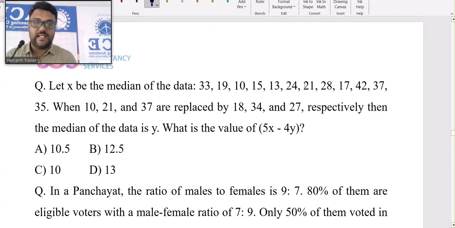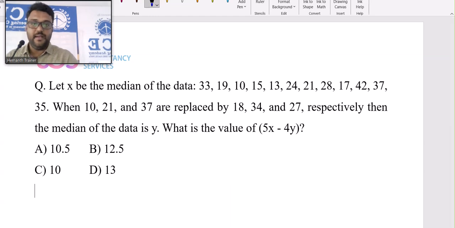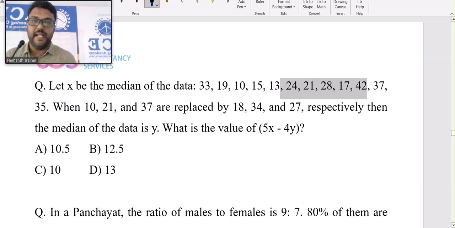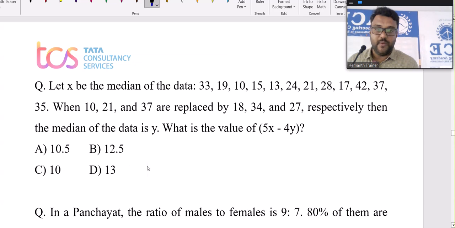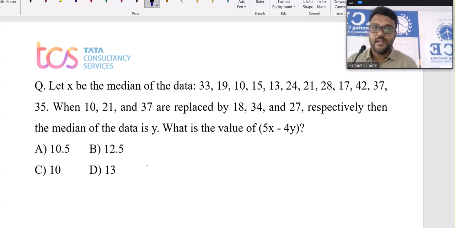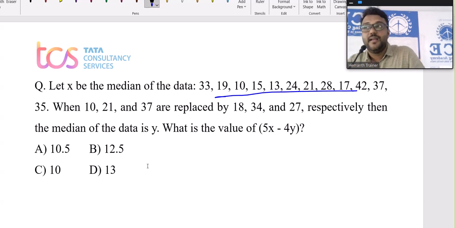And this is regarding statistics. They have given that x is the median for the data, and it is replaced by other data also. And finally, we want to calculate the value of 5x minus 4y. So check the median for this. Okay, they have given 33. How do we calculate the median first of all? Put the given numbers in ascending or descending order, anything. Which way should we go now? Ascending? Oh, no, you can do anything. We have to start the process, right? That's what I'm asking you. We'll go with ascending. Fine.